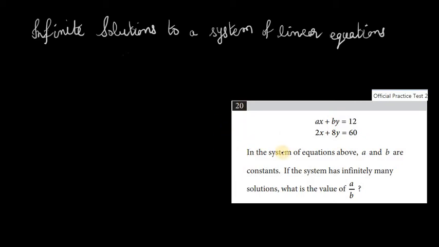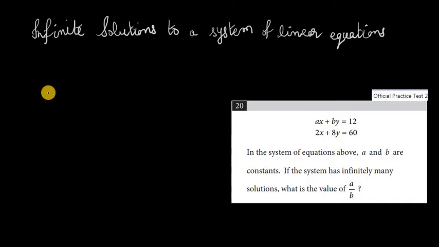So in the system of equations above, a and b are constants. If the system has infinitely many solutions, what is the value of a over b? This is actually a hard problem, where you have two constants and, in the end, you have to find a over b. So let's just remind ourselves in which case we have an infinite number of solutions to a system of linear equations.